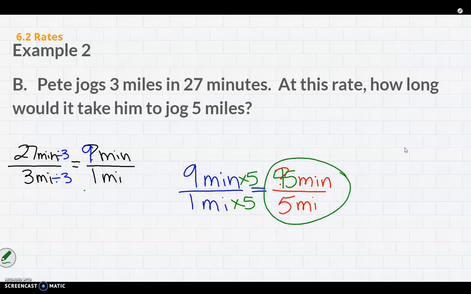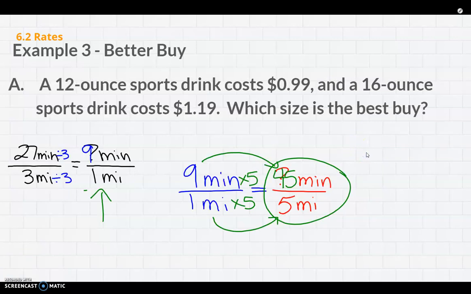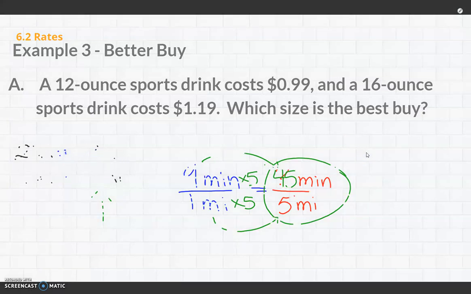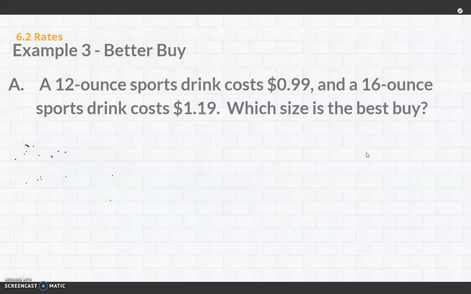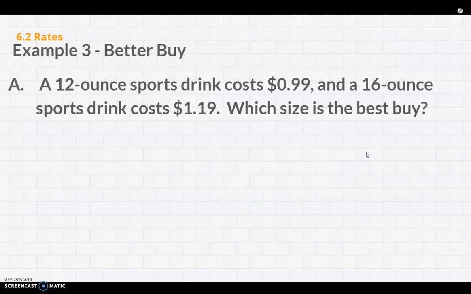So find your unit rate, and your unit rate is going to help you find your missing piece of information. Okay, you can set up equivalent fractions. Okay, here is a better buy example. A 12-ounce sports drink costs 99 cents and a 16-ounce sports drink costs $1.19. Which size is the best buy?